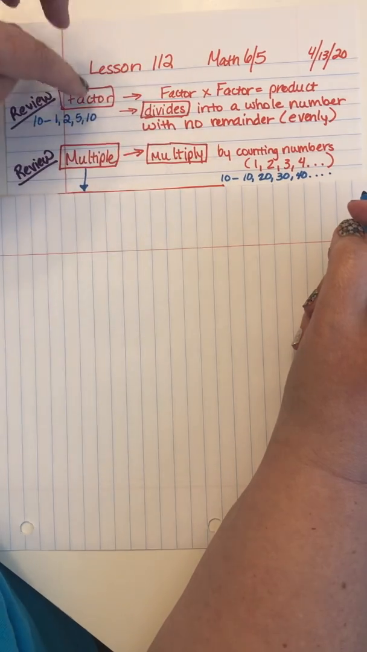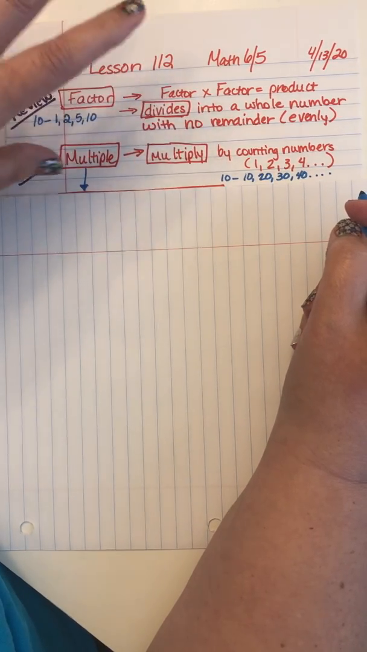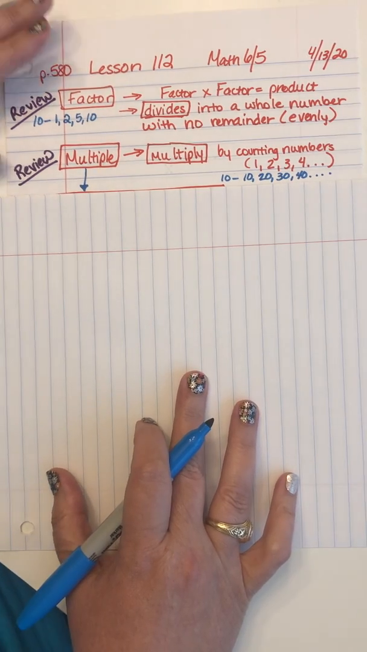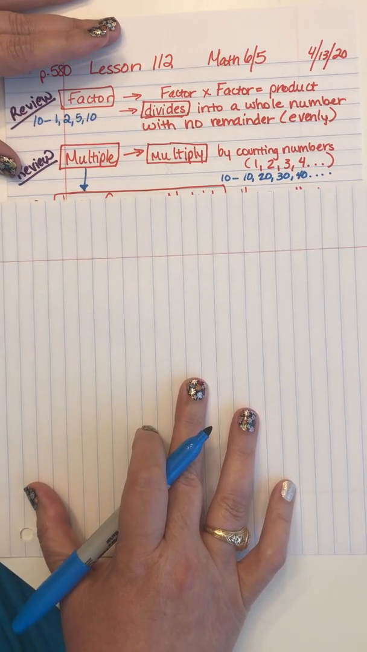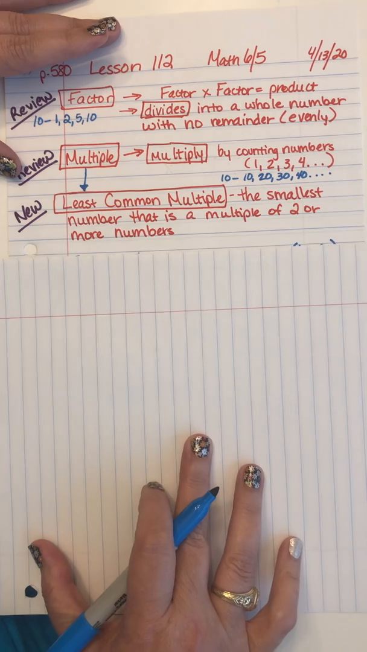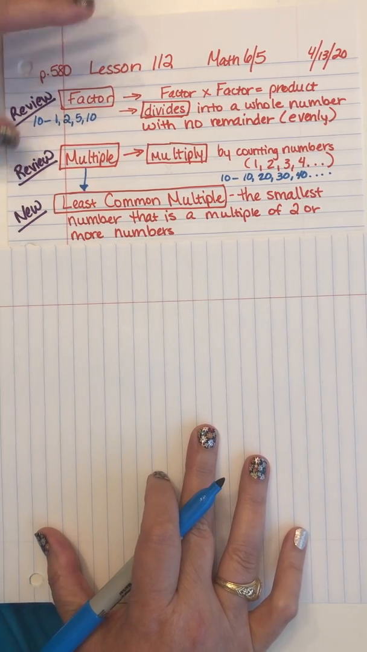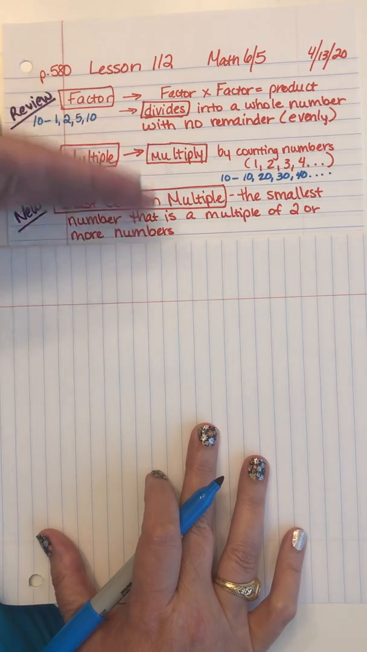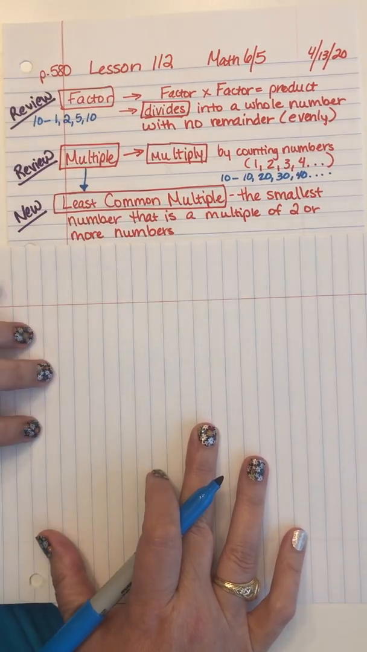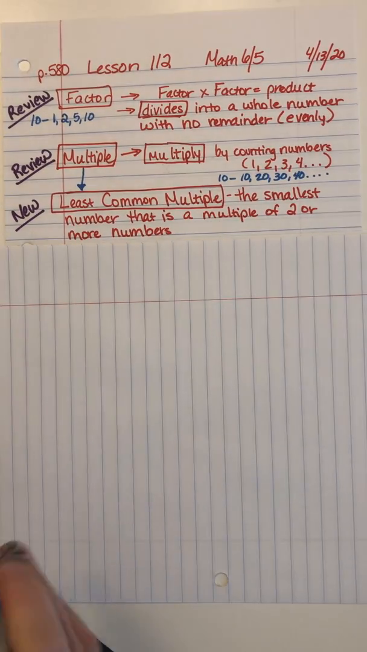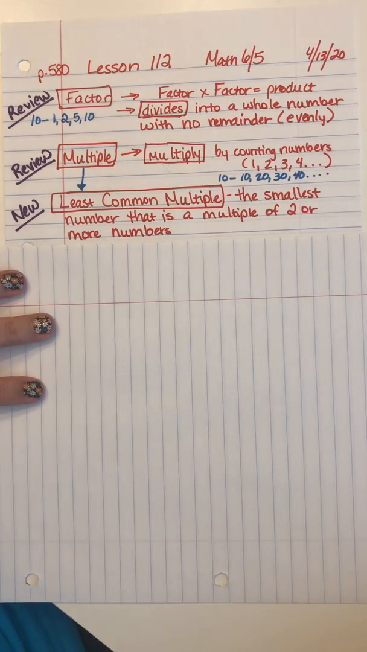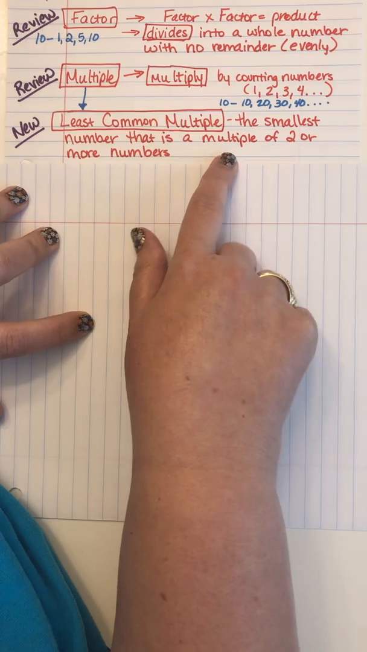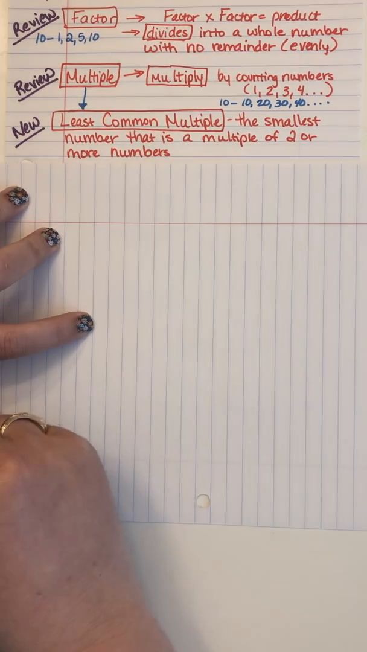Multiple, multiply; factor, divide. I tell you that to help keep that straight as review. So we're going to move on to today's lesson, which is least common multiple. We've done greatest common factor. We're not dealing with factors today. We're dealing with multiples. Multiple, multiply. So the least common multiple is the smallest number that is a multiple of 2 or more numbers.